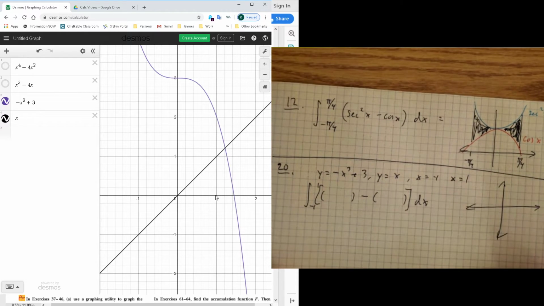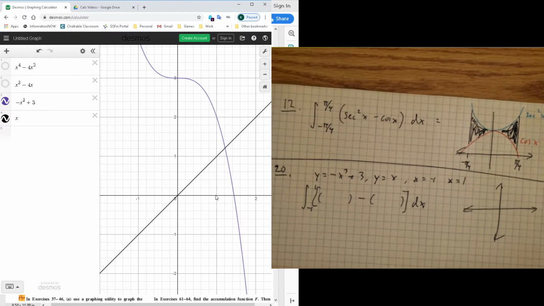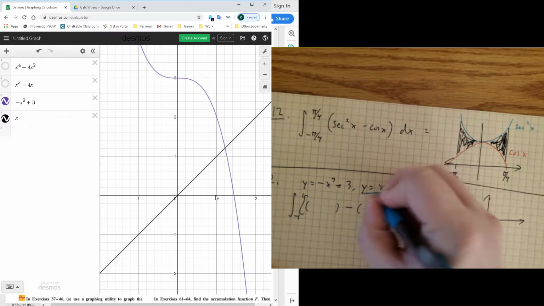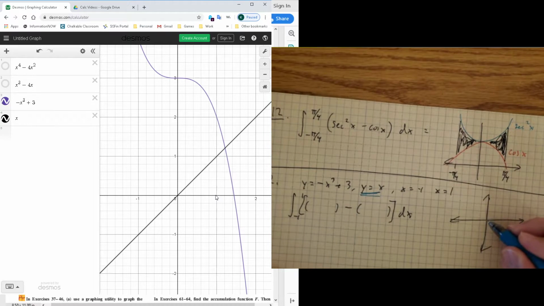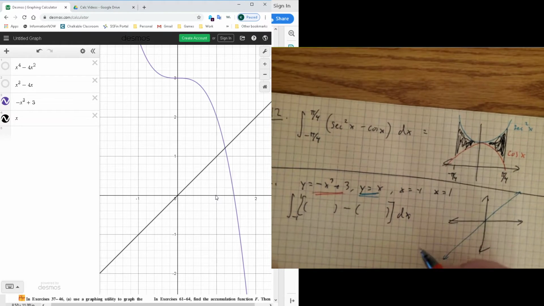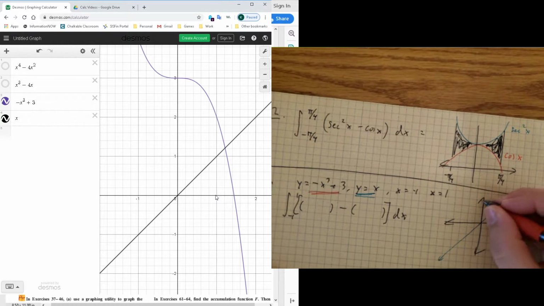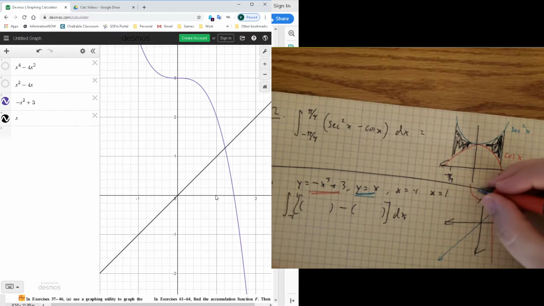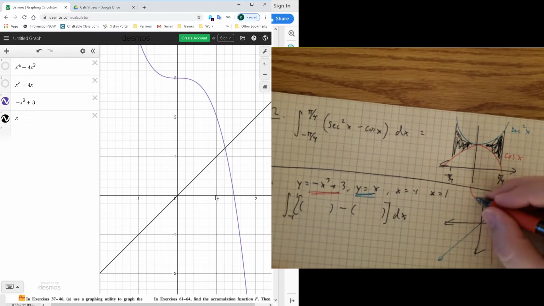So let me go ahead and give a quick rough sketch of this. So here in blue, I want to make my y equals x. There it is. That's pretty good. Here in red, I'm going to do my x over 3. There we go. And we're bounded between negative 1 and positive 1.